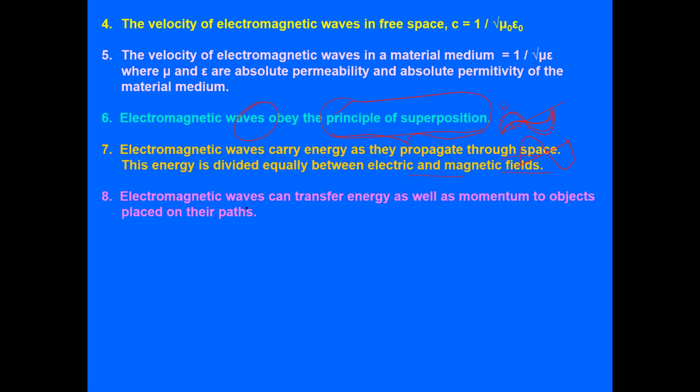Now, sometimes electromagnetic waves can transfer energy as well as momentum to the object placed on their path. If some blockage is found or tiny particles are there, they can interact with the electromagnetic wave. Sometimes they pass through objects, sometimes the object blocks those electromagnetic waves, sometimes the object can absorb the electromagnetic waves and get heated. That means it's transferring the energy. As well as at the microscopic or atomic level, they can transfer the momentum.